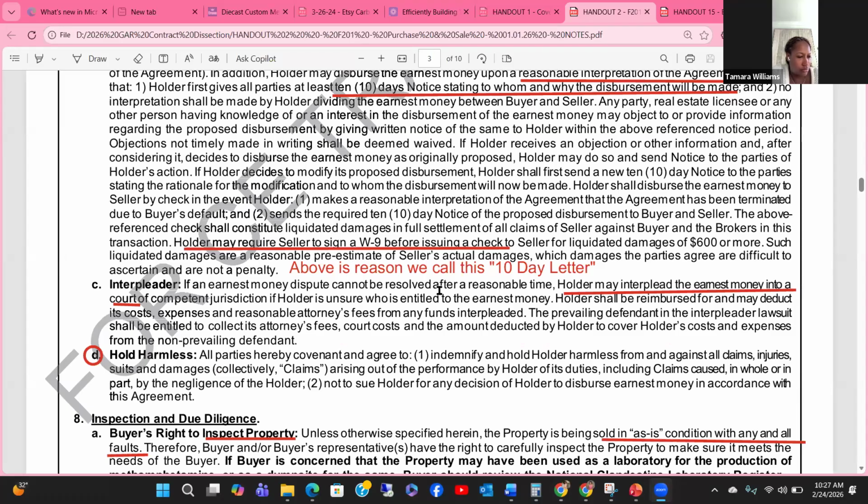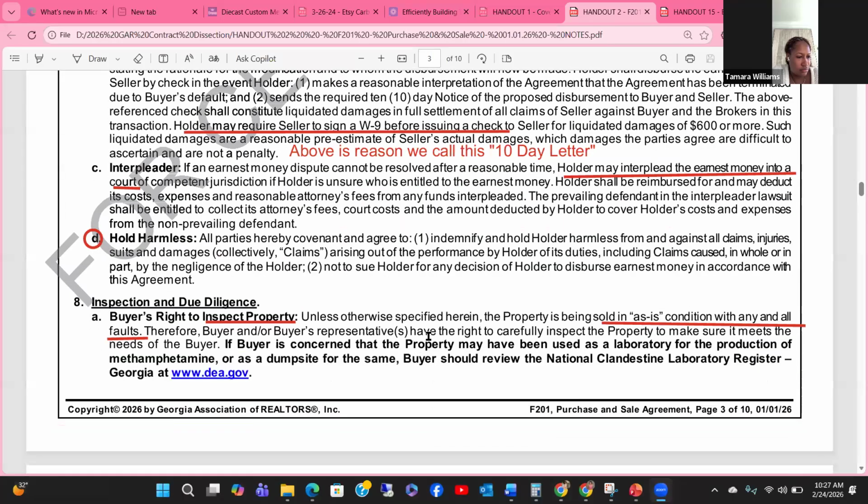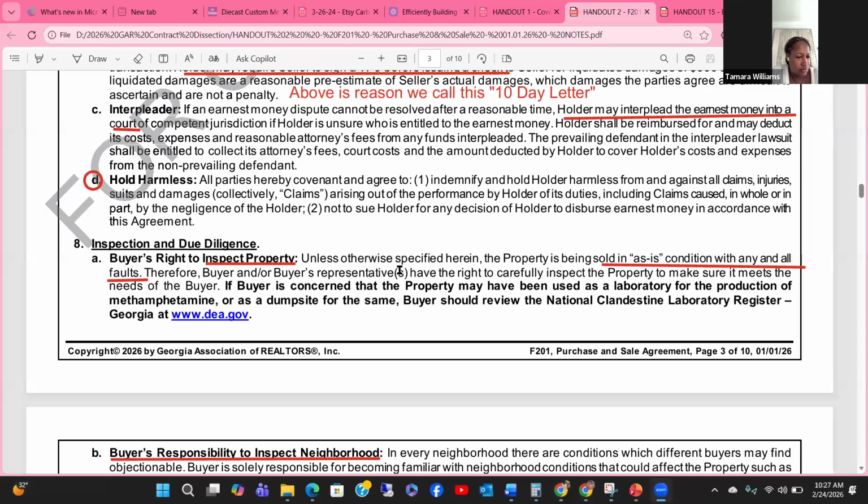And then there is a hold harmless statement that the buyer and seller agree that if it is a 10-day letter and the holder disperses the earnest money, as long as it's not outright fraud, they agree they cannot sue the holder. While we're here, there's a lot of hold harmless language throughout the GAR purchase and sale agreement and exhibits and amendments, basically saying the party can't sue the other party for whatever reason.